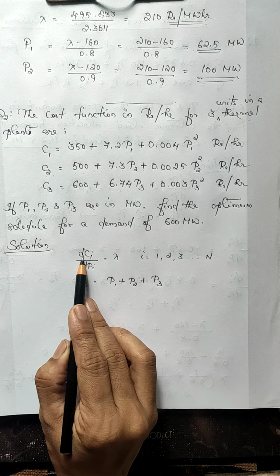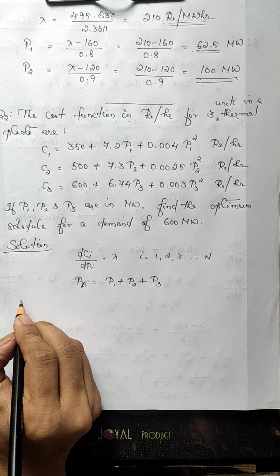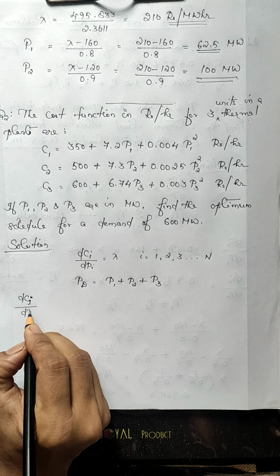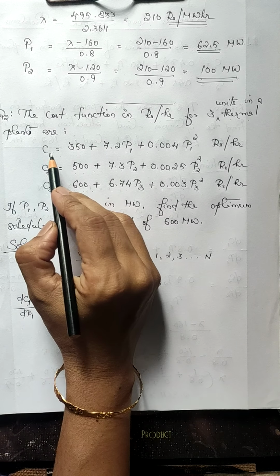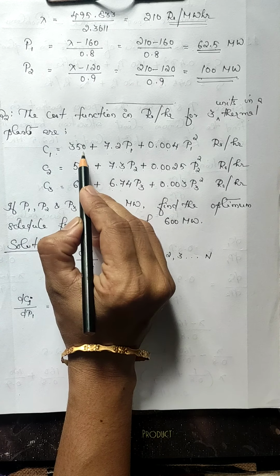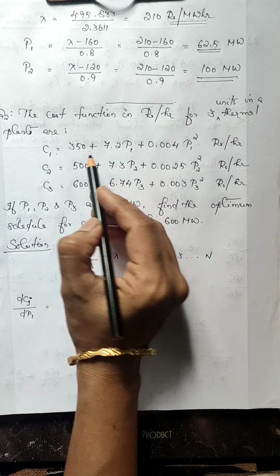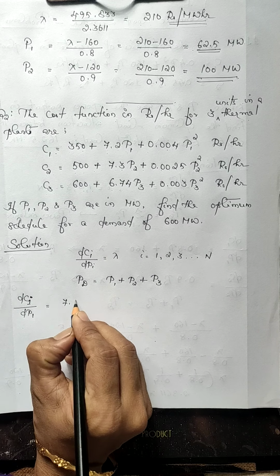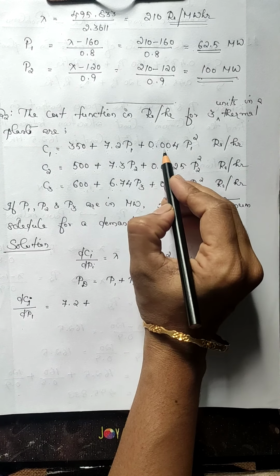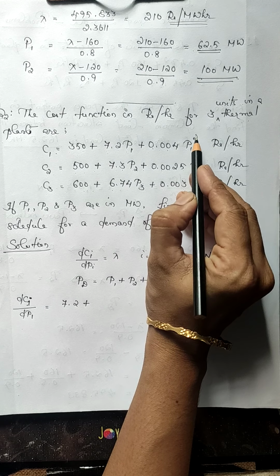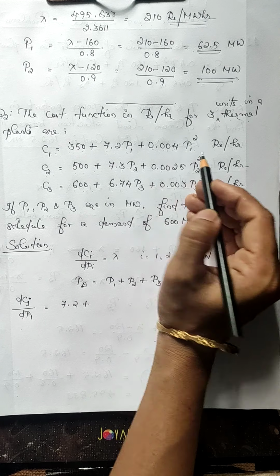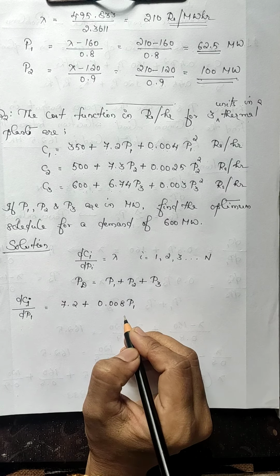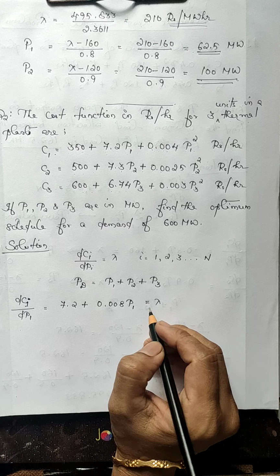So now write the incremental cost of each unit. So for the first unit, dC1 divided by dP1. So C1 is this. So 350 is a constant, so derivative is 0. Derivative of 7.2 P1 with respect to P1 becomes 7.2 plus 0.004 P1 square. Derivative becomes 2 into 0.004 P1, that is 0.008 P1. This should be equated to lambda.